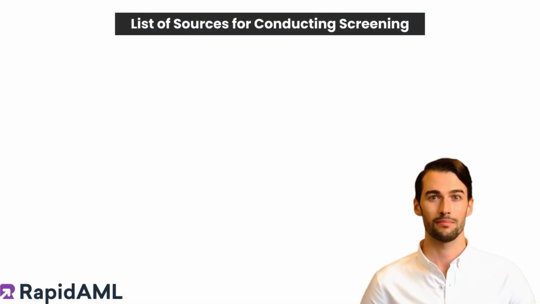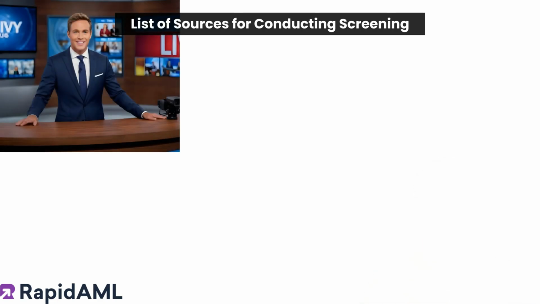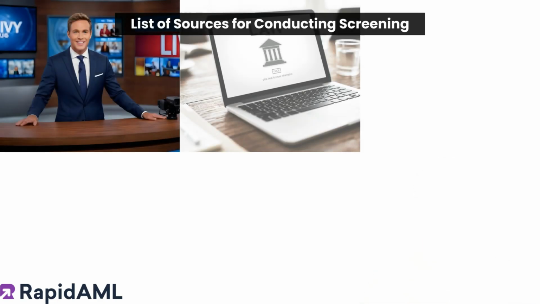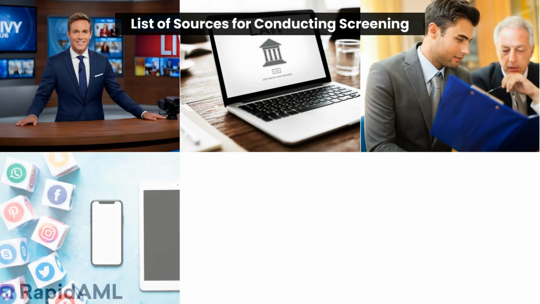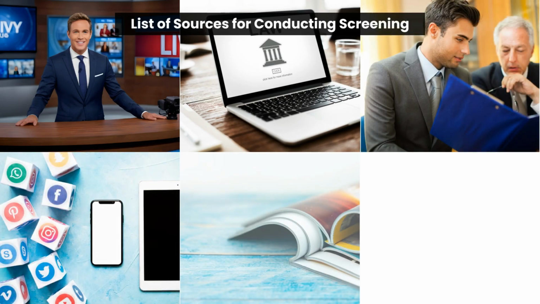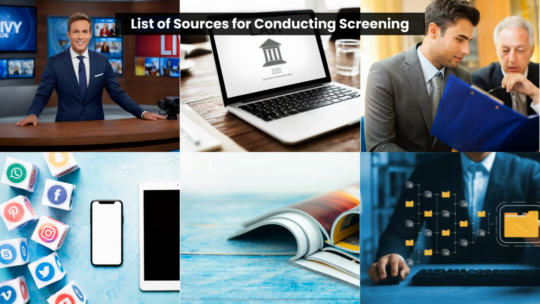The next step is compiling the list of sources that will be considered when conducting screening. These sources may include the following: news channels, local, national, and international; websites of regulatory bodies; government watch lists; social media platforms; industry-specific sources, magazines, etc.; third-party databases.